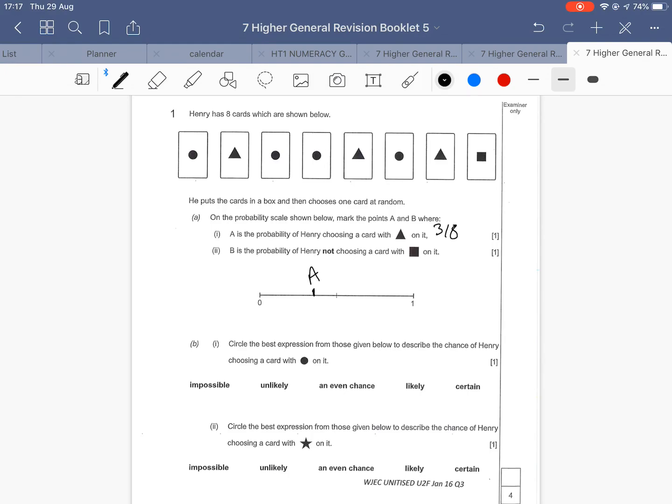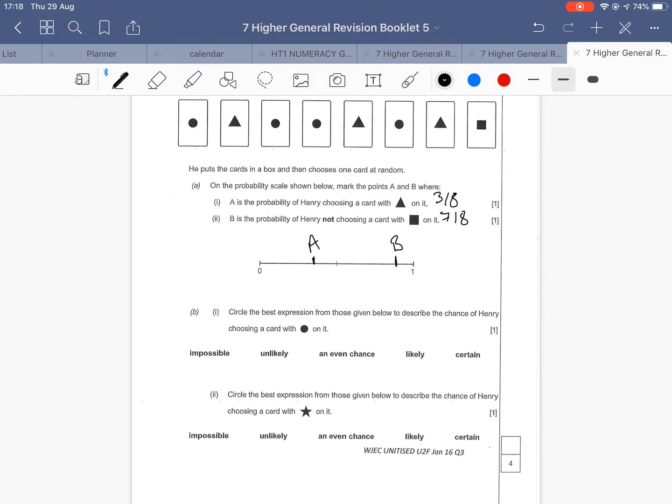This is not normally shown on higher tier papers, but B is the probability of Henry not choosing a card with a square on it. So the ones that don't have a square is 7 out of 8. So you want this quite close to the 1. So anywhere around there is fine.